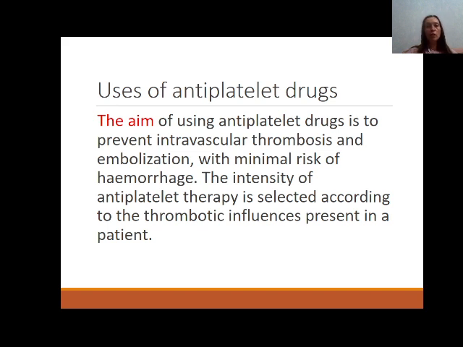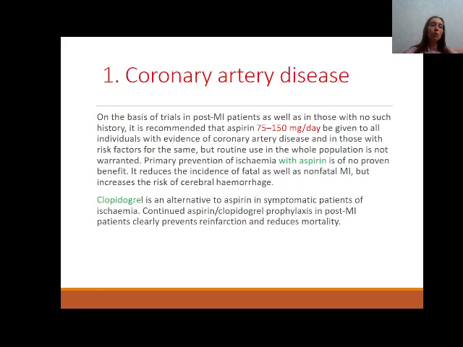So mainly we should understand what we use them for. The aim of using antiplatelet drugs is to prevent intravascular thrombosis and embolization with minimal risk of hemorrhage. The intensity of antiplatelet therapy is selected according to the thrombotic influences present in a patient. So mainly we should prevent thrombosis. In what diseases should we use them to prevent thrombosis?